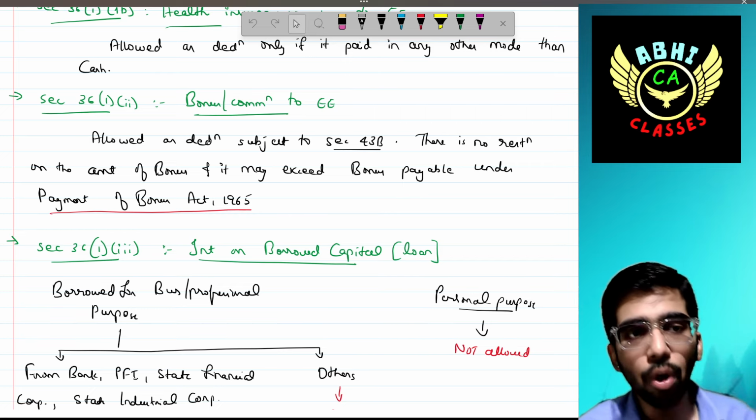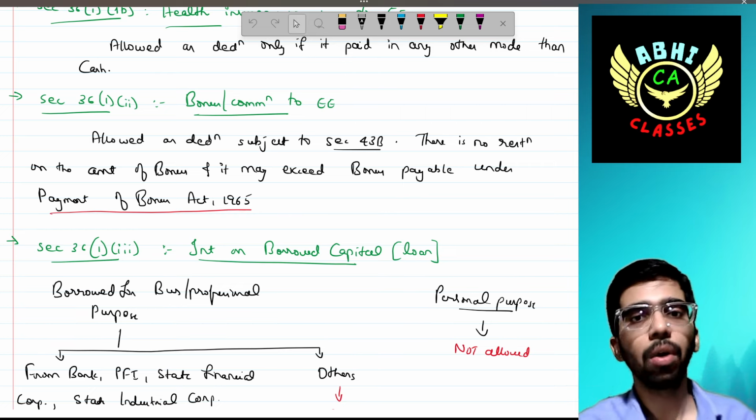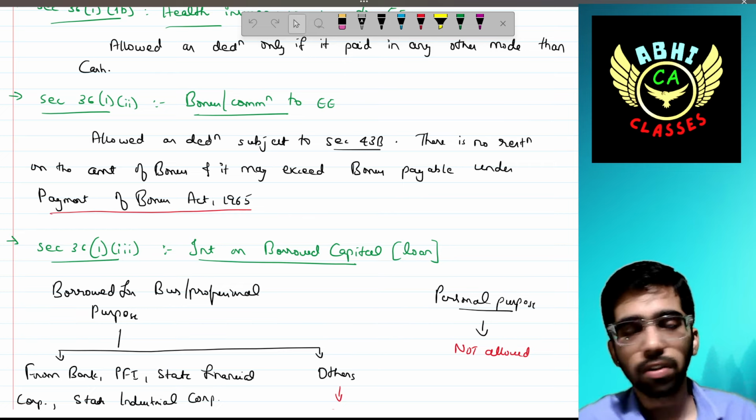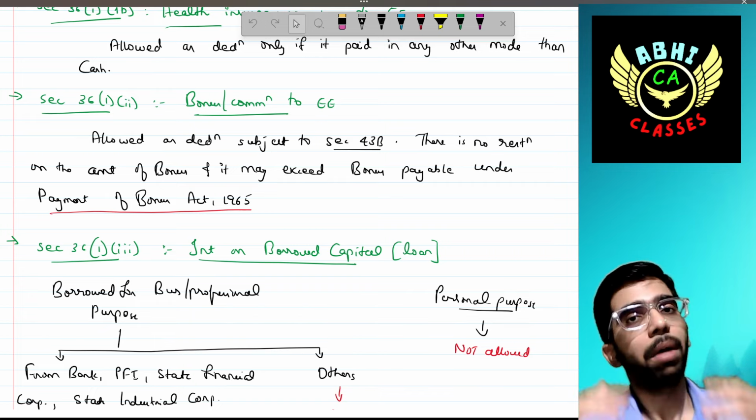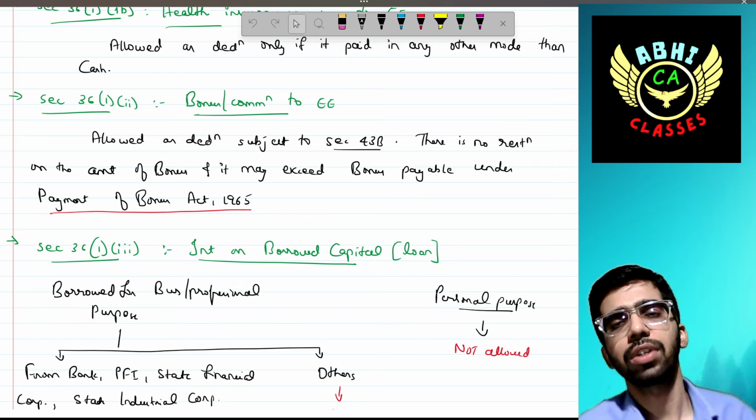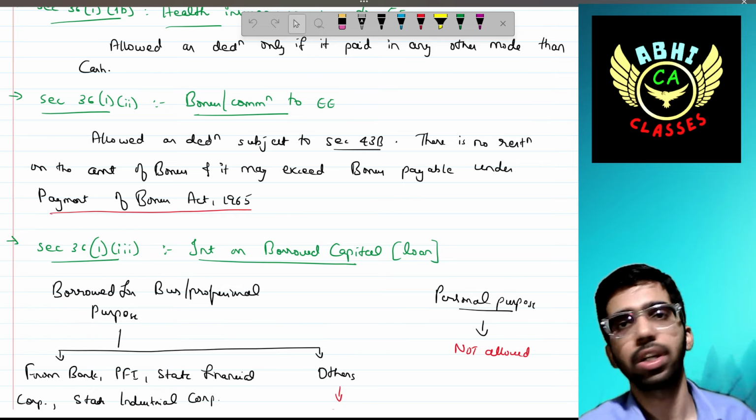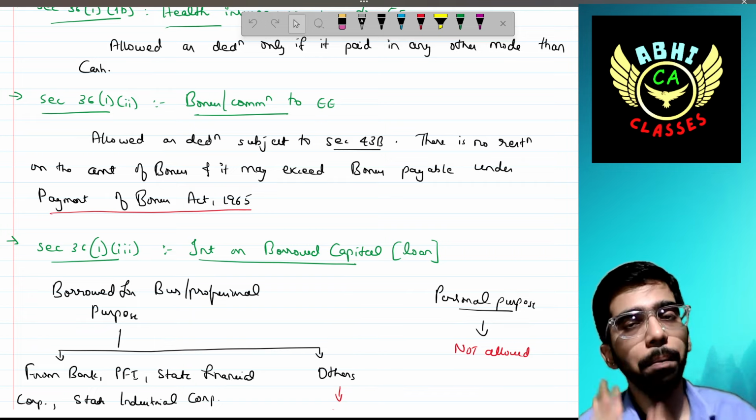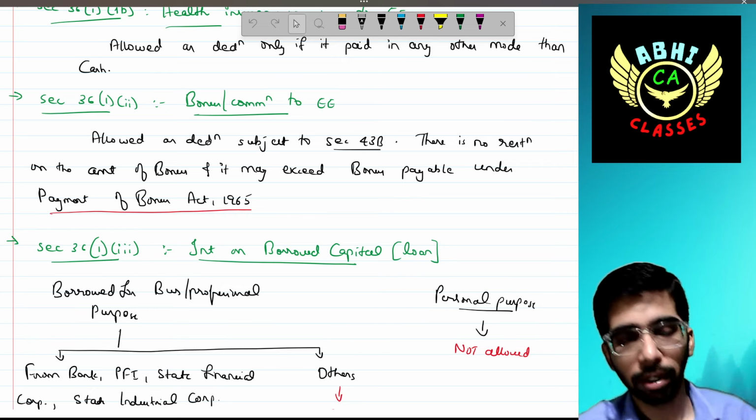There is no restriction on the amount of bonus, and it may exceed the bonus payable under the Payment of Bonus Act 1965. There is no restriction from the taxation perspective, but as per that particular Act there would be restrictions; while seeing the allowable amount, there is no restriction. Whatever has been debited in the profit and loss account as bonus paid to employees is fully allowed, but the only restriction is that it is subject to section 43B.